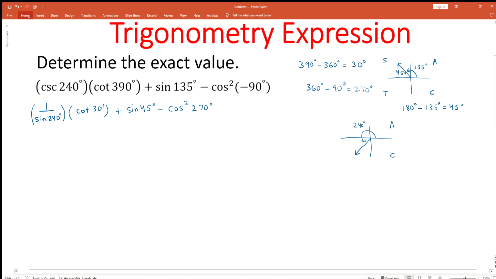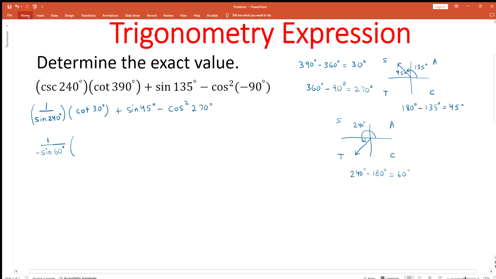As per the CAST rule or the ASTC rule, sine is negative in quadrant 3. We can find the reference angle or the related acute angle for 240 degrees by subtracting 180 degrees from 240 degrees. I get 60 degrees. So we can write sine of 240 degrees as negative sine 60 degrees, because sine is negative in quadrant 3. This is a very important concept we need to understand and memorize for angles in quadrant 3.